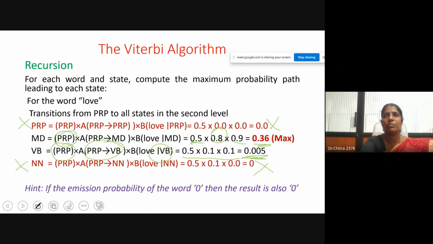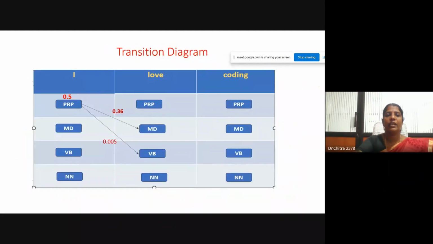These are the two possibilities because only the PRP node has weight. Other than that, all weights are 0. Now I have calculated the possible probabilities from PRP. Only two possibilities, 0.36 and 0.005. Which one has the higher probability? This is the higher probability, so mark that one. Go to the next slide. Here from PRP to MD, the value is 0.36, and PRP to VB, the value is 0.005.